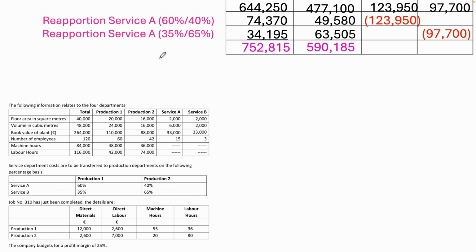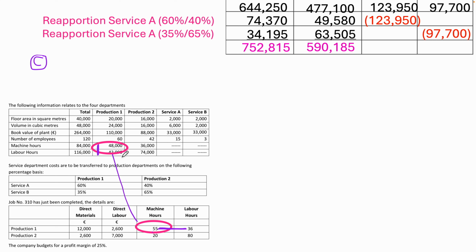So we're going to have a look at production department 1 first. We can see here we've 48,000 machine hours and we've got 42,000 labour hours. So the most dominant activity there is the machine hours. In job number 310, in production 1, we've 55 machine hours and 36 labour hours. So 55 machine hours is the most dominant activity there as well. So they are consistent with each other. Okay, that's good.